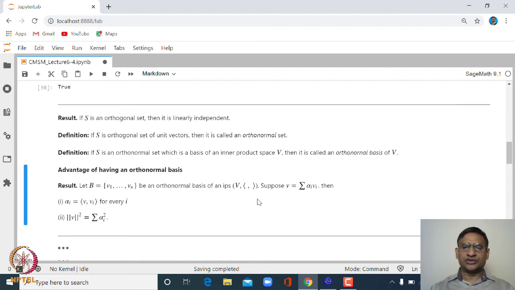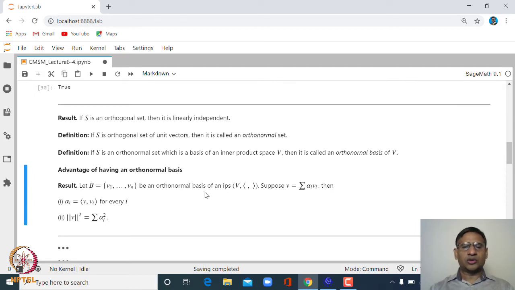That is quite easy to verify, because you can just take inner product with Vi on both sides. On the right hand side, Vi inner product with Vj will be 0 when i is not equal to j. So, the only surviving term will be alpha i, and alpha i is V inner product with Vi, and this is true for every i. And not only that, norm of V square will be summation alpha i square. So, that is the advantage.